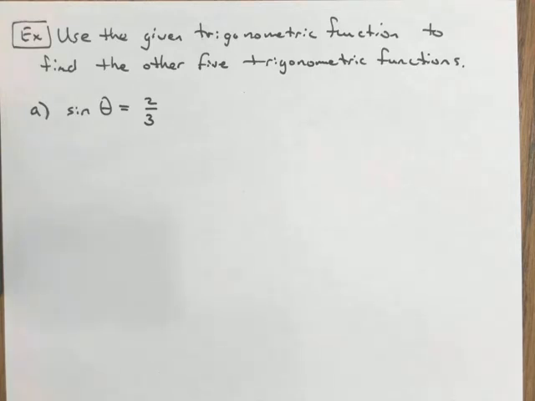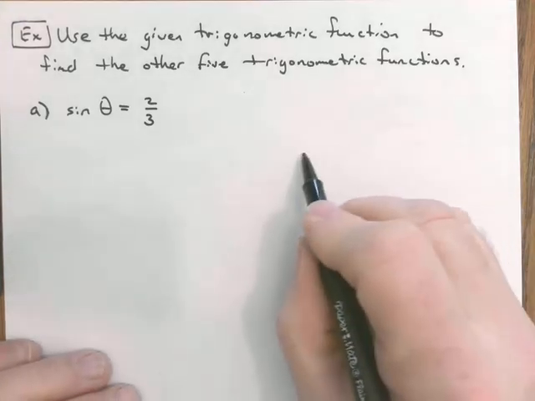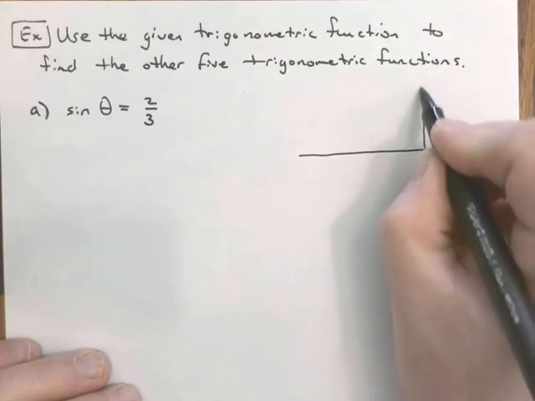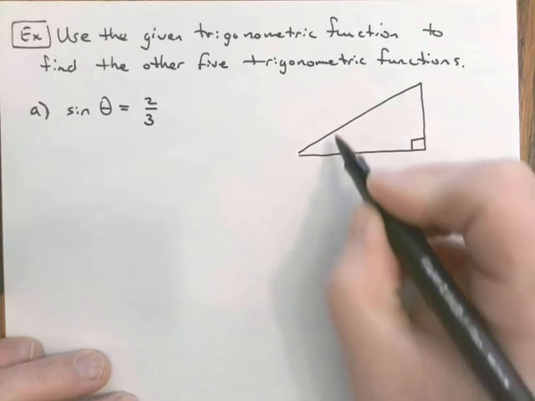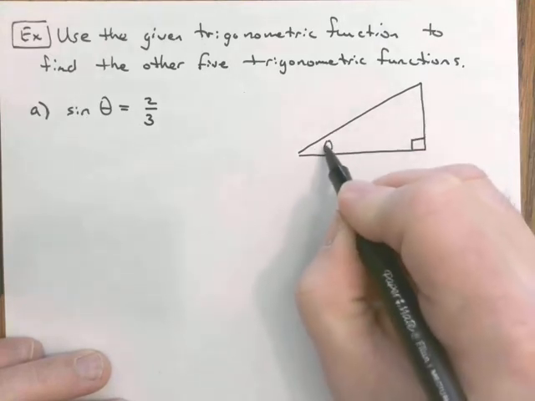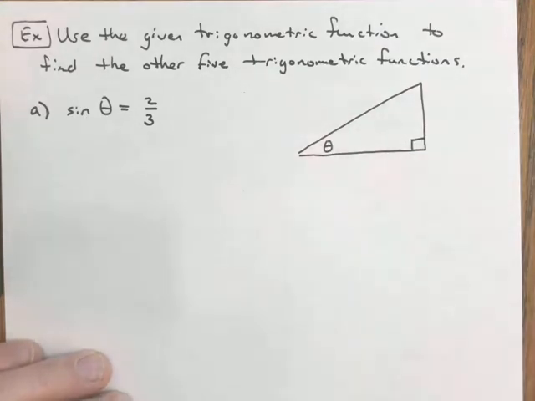But we do need to find the other 4, and to find the other 4, it probably would be helpful for us to make a quick little sketch of a right triangle. So there's a right triangle. I'm going to label one of my acute angles as theta. Doesn't matter which one is which.